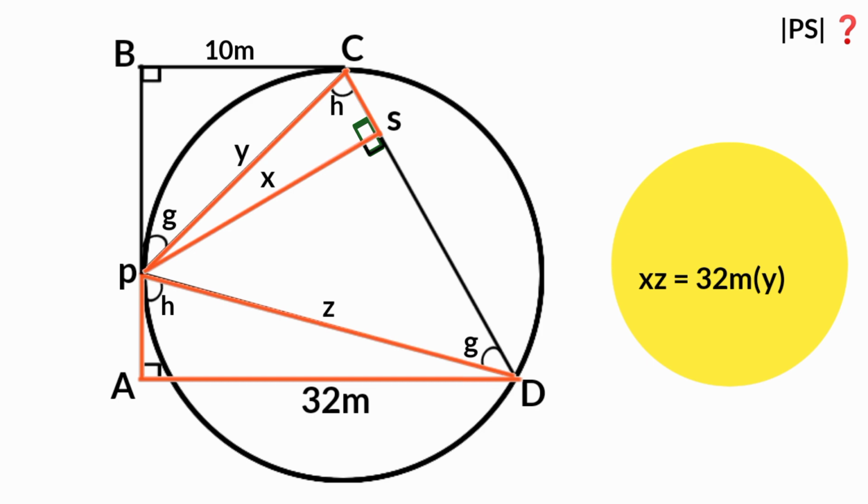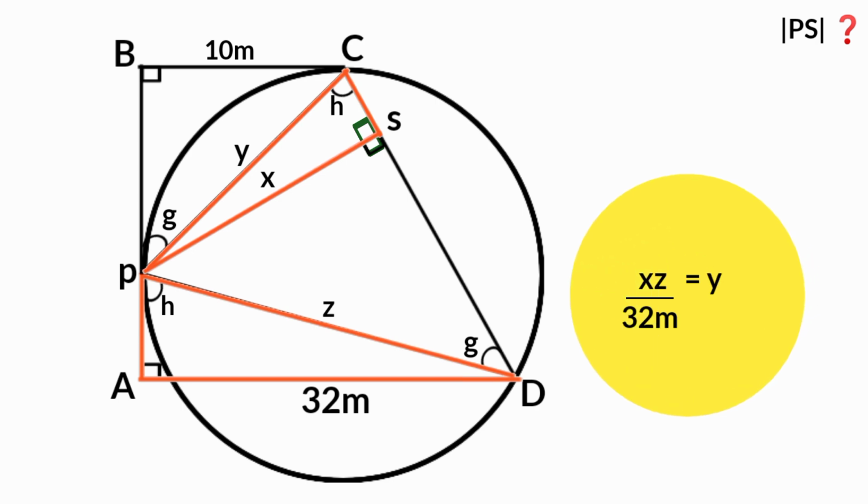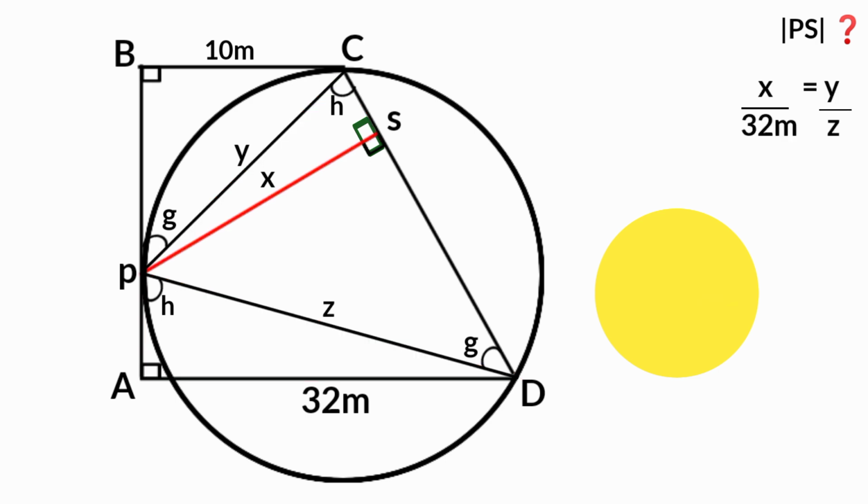Dividing both sides by 32 meters, here 32 meters cancels 32 meters. Now XZ over 32 meters equal to Y. The next step now is to divide both sides by Z. Here XZ divided by Z is X, and here Y divided by Z is Y over Z. So X over 32 meters equal to Y over Z. We keep this aside for now.